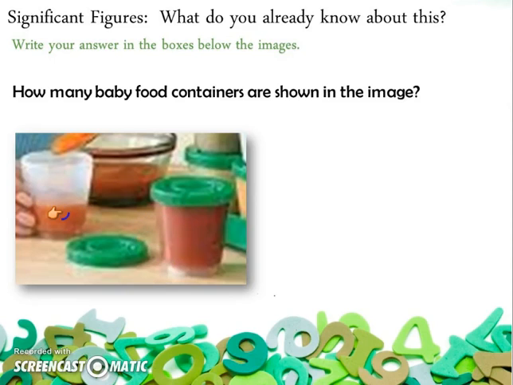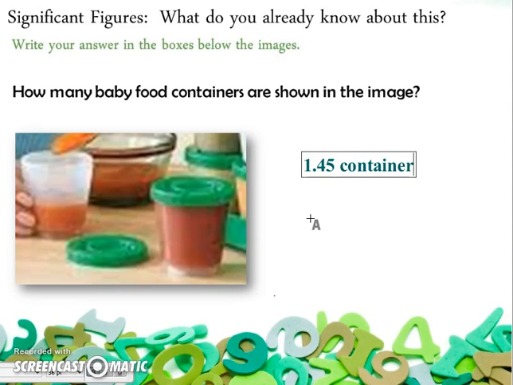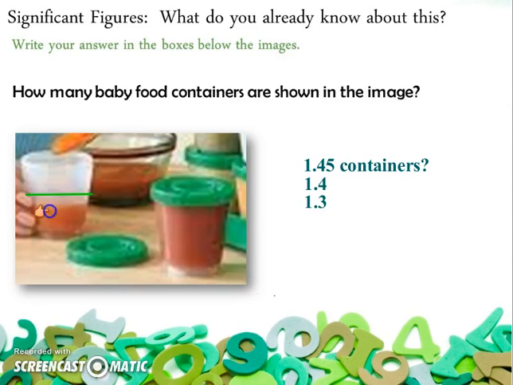And if you were to give a guess at how much is in these containers pictured here, if it were me, I would probably say there's one full container and not quite a half of another. So maybe I'd say 1.45. And you've got to put a question mark there because you really have no clue. You could draw a line here and say, oh, well, about the halfway mark is there. So maybe it's actually 1.4 or 1.3. We don't know. This whole idea of significant figures is about the fact that there's uncertainty in every measurement.